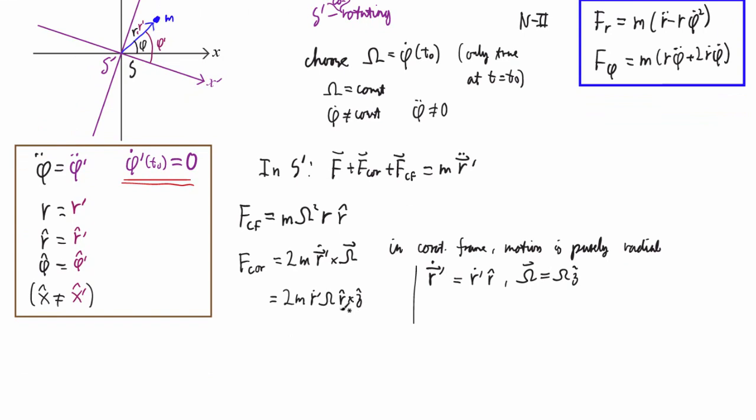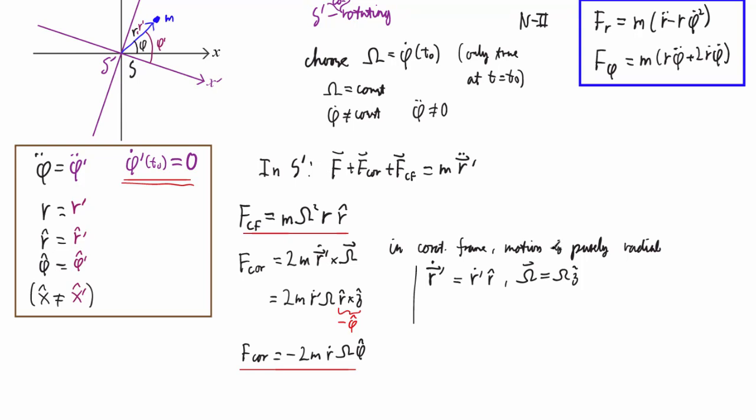Now r cross z, that's minus phi hat, right? So for that reason we get that the Coriolis force is minus 2m r dot. I'm going to drop the prime here because again r and r prime is the same. The radial distance is the same in both coordinate systems. So that's the Coriolis force. And the centrifugal force.